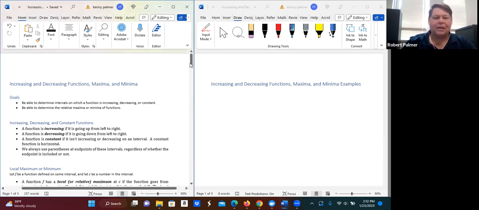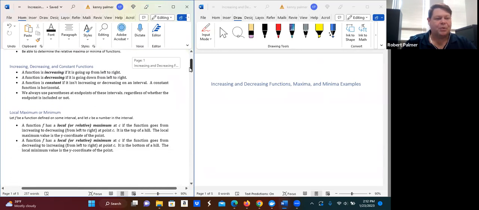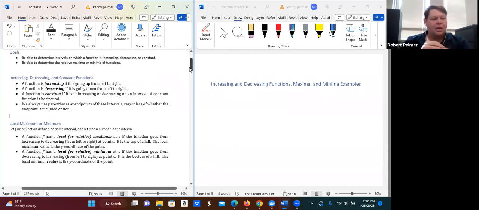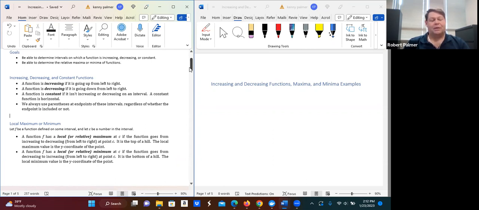So first, let's look over here on the left side and talk about what it means to be increasing and decreasing. A function is increasing if it's going up from left to right. This is similar to thinking about slope. If slope is positive, it means the line, for example a straight line, is going up from left to right. Same idea. A function is decreasing if it's going down from left to right. Then it's constant if it isn't decreasing or increasing. It's just constant or flat. If the function is horizontal, then it's constant.